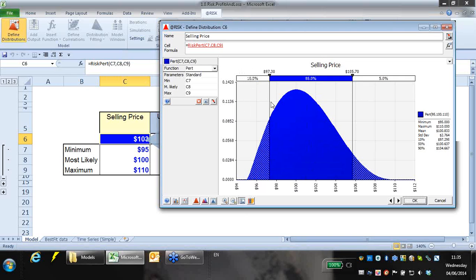When we talk about confidence levels, we typically talk in terms of p-values. So to be 95% confident, we call that the p95, which is something that we'll come back to over the course of the demonstration.